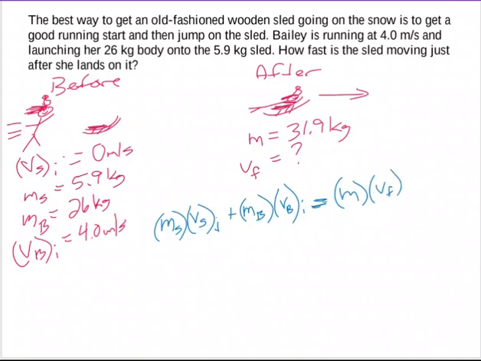Good. So really all we gotta do is what? Divide by mass. And what do we know here? Velocity initial for the sled is 0. So that term is out of there. And so all we have left is these terms. Divide both sides by the mass of the system. That's right. So we have mass of Bailey times velocity of Bailey initial divided by the mass of the system equals the final velocity. The mass units divide out and you're left with velocity units. So we're good.